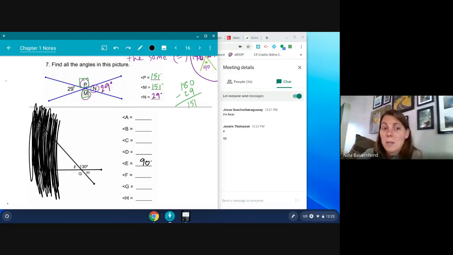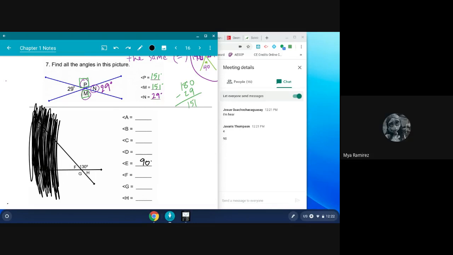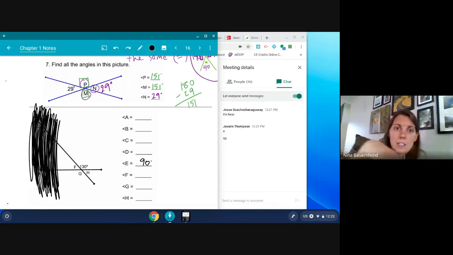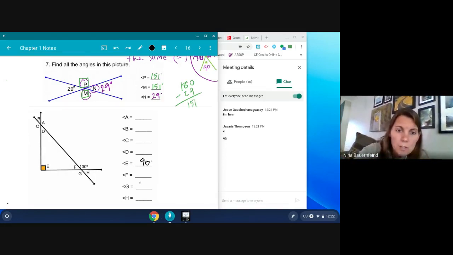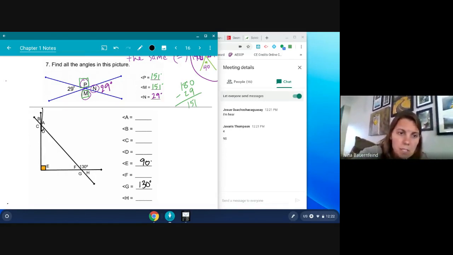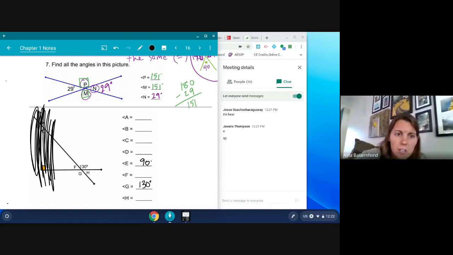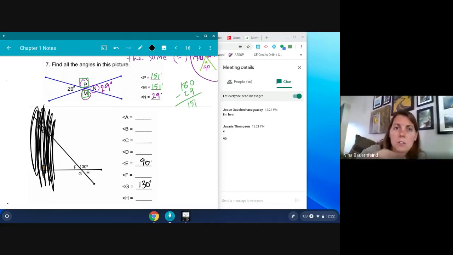So does anybody know F, G, or H? Isn't G 130? It is. So G is 130 because they're vertical angles. They are across from each other.